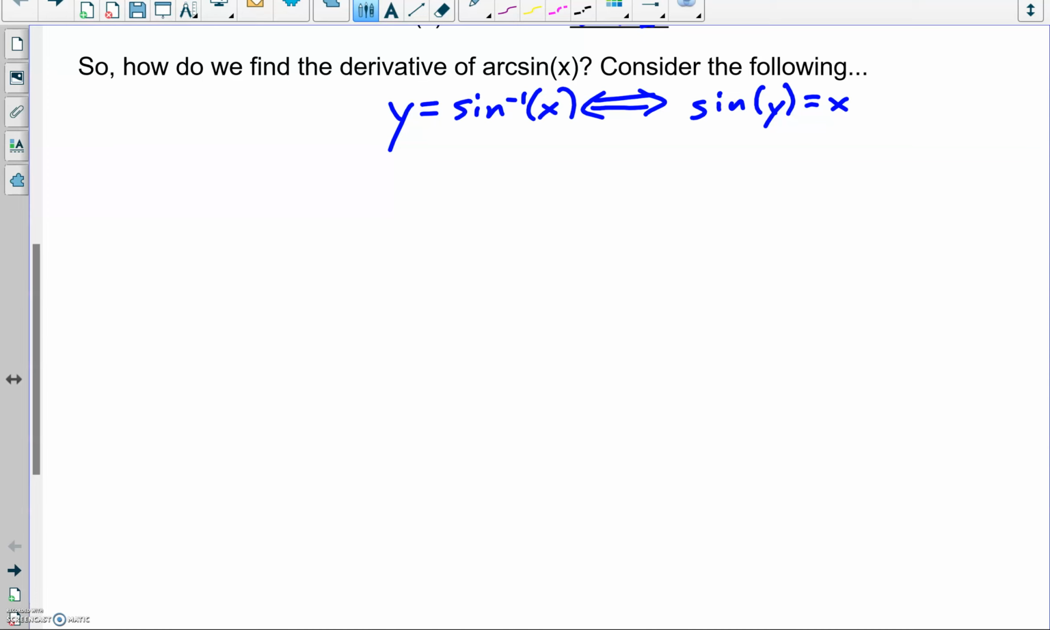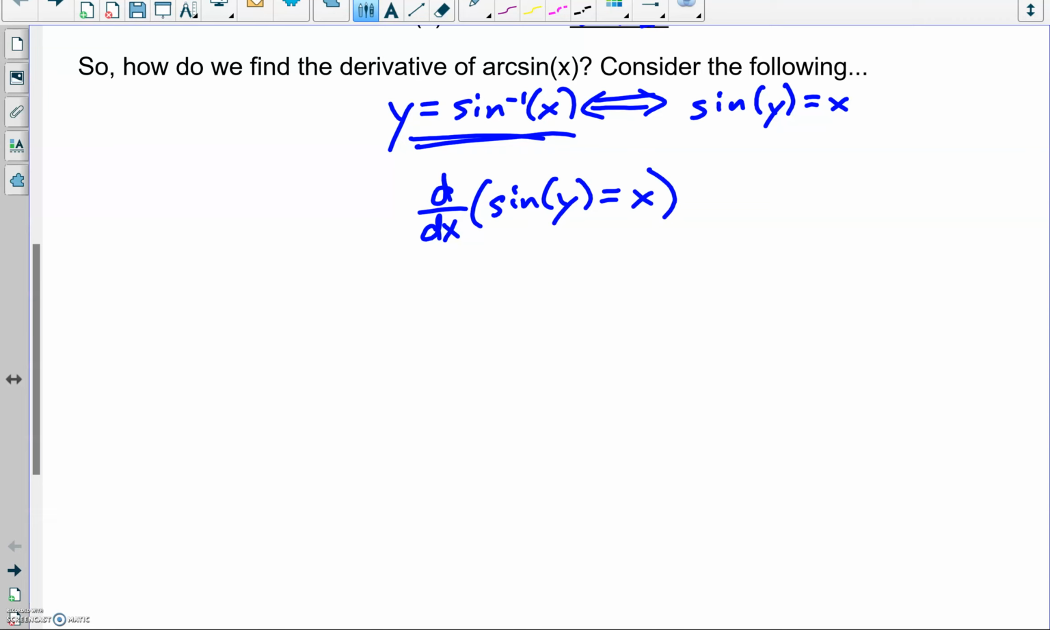So why am I making this switch? Well, ultimately, I want dy dx. I want dy dx from here. But I don't know anything about the arcsine really in terms of how to get to that dy dx. So what we're going to do is take a roundabout, maybe the scenic route, and we're going to have the sine of y equals x. And by having that, I know the derivative of the sine. So what I'm going to use then is some implicit differentiation on that sine of y equals x.